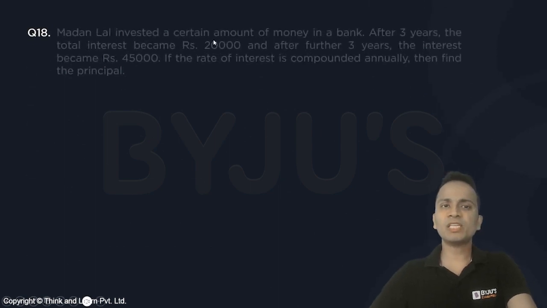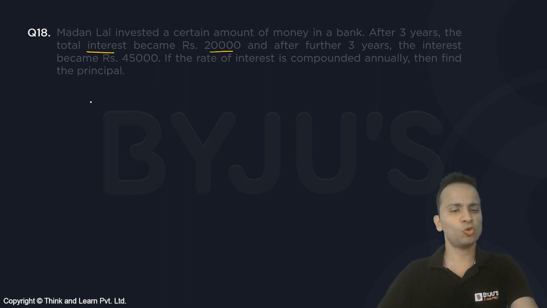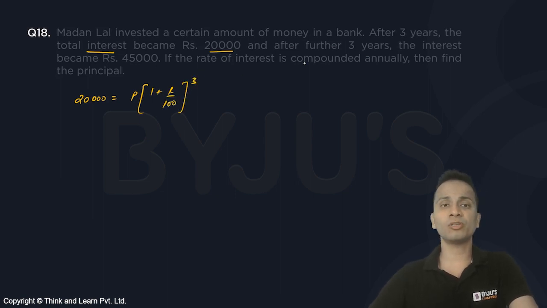Now Madanlal invested a certain amount of money in a bank. After 3 years, the total interest, not the amount, the interest, became 20,000. So interest for 3 years. So we'll make an equation. 20,000 will be equal to principal times (1 plus rate of interest upon 100) raised to the power 3. The number of years is 3, so the power will be 3, because the rate of interest is compounded annually.